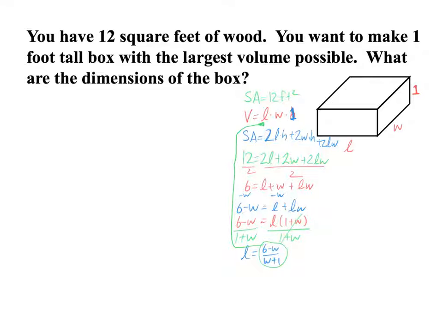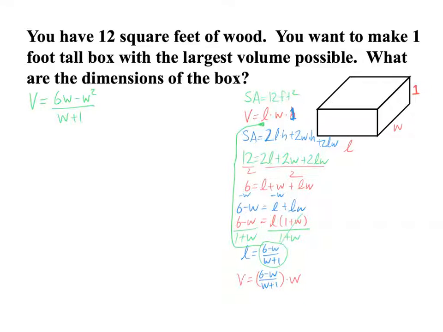So my volume formula is going to be volume equals length times width. And my length is that 6 minus W, plus 1. Okay, now we need to find the maximum of this. I'm going to distribute the W on top because I want this to be a cleaner function. So my volume function is now going to be 6W minus W squared over W plus 1. That right there is the function I want to maximize because we're looking for the largest volume.